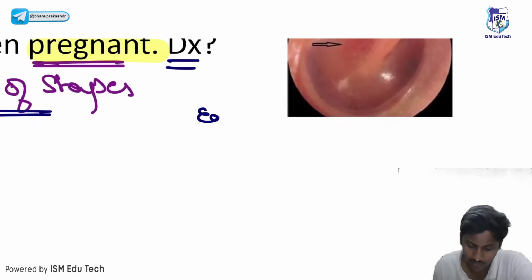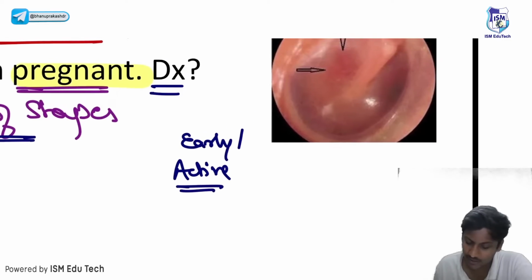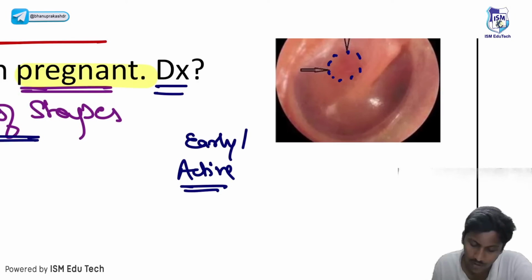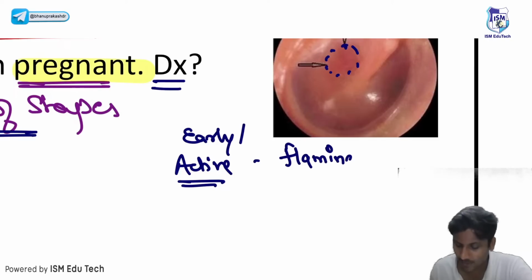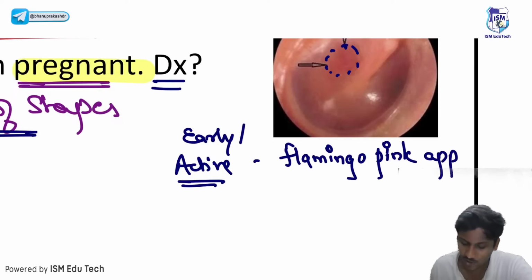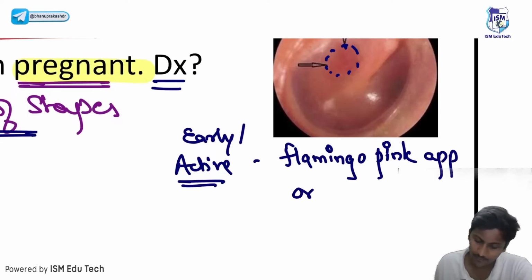That's important. So if the patient is in the early or active stages of the disease, I'll be able to see this important finding. And what is this important finding? You are able to see on the tympanic membrane a pinkish appearance. This pinkish appearance of the tympanic membrane is called the flamingo pink appearance, also known as which sign? Please let me know in the chat box. It is only seen in active stages of otosclerosis.